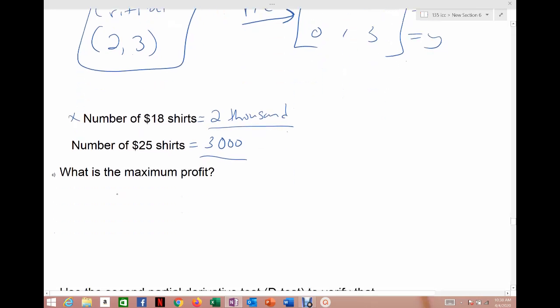All right, what's the maximum profit? Well, I go and I take my 2 and my 3 and I plug it back into my original expression.